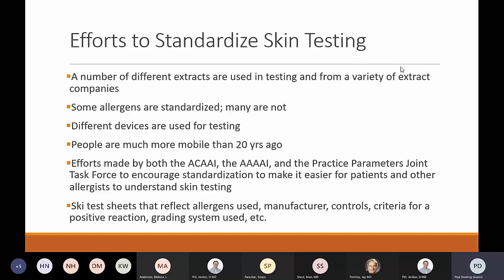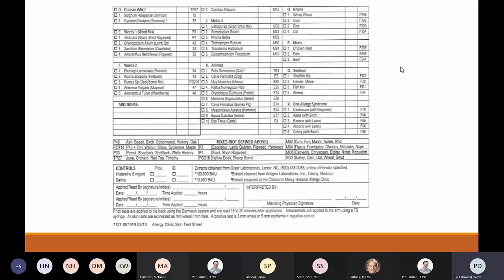And if you're at Children's Mercy, this is one of the older skin tests. But you can see at the bottom, it lists the items that are in mixes that we use at Children's Mercy. It lists the controls. It lists the manufacturer of the extracts, so you know what extract companies it came from, which are standardized, which are not. It lists the date that was applied, who read it, who interpreted it. And then at the very bottom there, it tells you the skin tests were put on the back, the device that's used, et cetera, and what positive is considered.